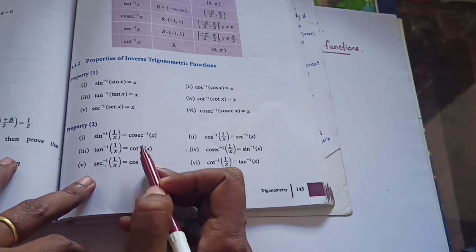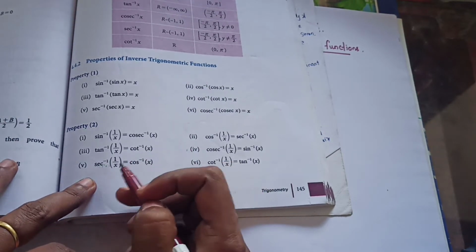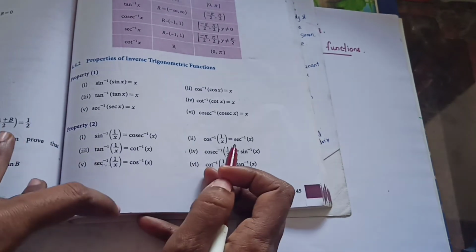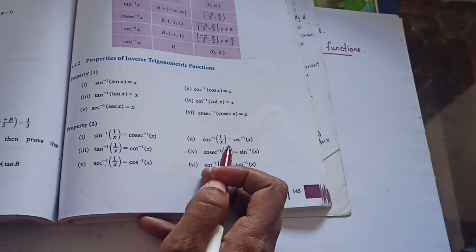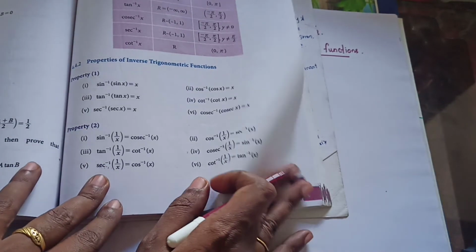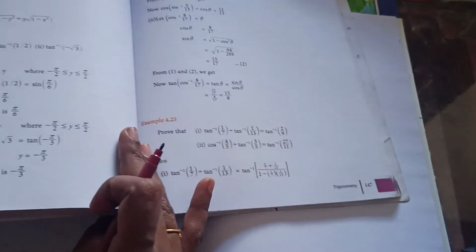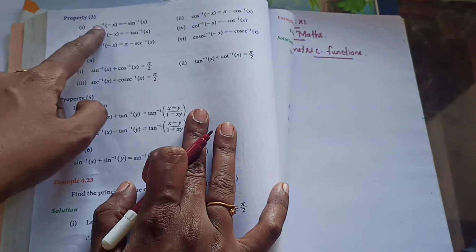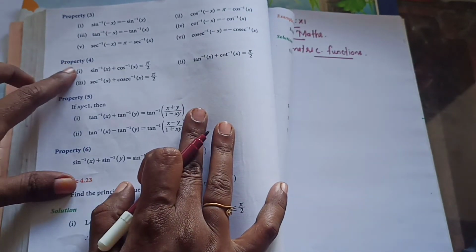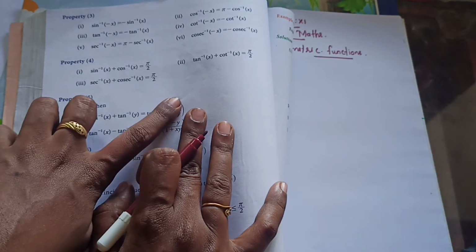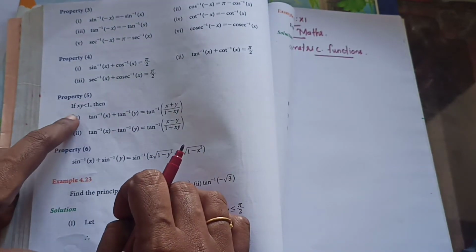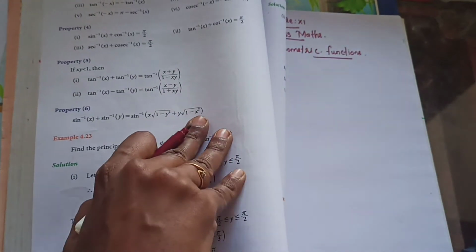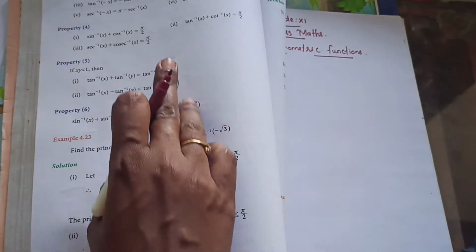Then tan inverse of 1 by x means cot inverse of x. Secant inverse of 1 by x means cos inverse of x. Then cos inverse of 1 by x is equal to secant inverse of x. Same as this, you also need to learn. The next one is property number 3, sin inverse of minus x. What about this? Then property number 4, sin inverse of x plus cos inverse of x. What about the values? All the properties you need to learn. So 6 properties are there. Today your work is you need to learn all the properties.